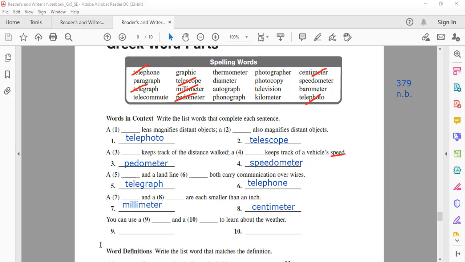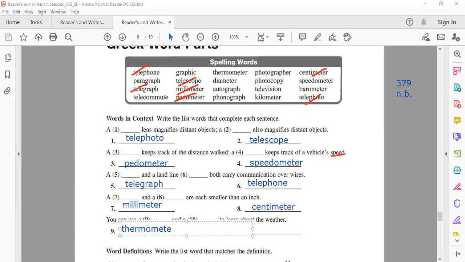Okay. You can use blank and blank to learn about the weather. I can use what and what to measure the weather? Something related to weather, to heat, to the air. Something that measures the air, the pressure, the heat. What are these? Oh, thermometer. Thermometer, excellent. The first one, thermometer.